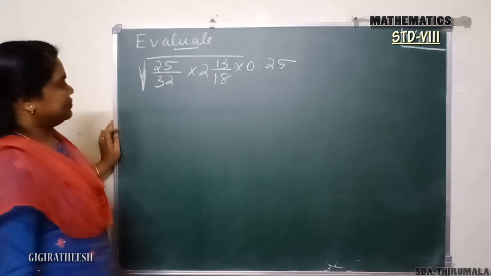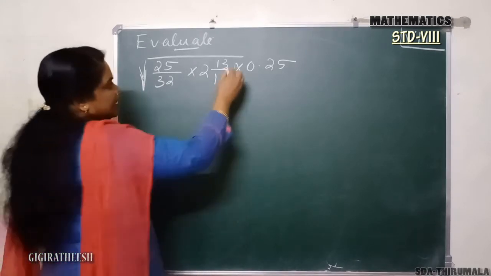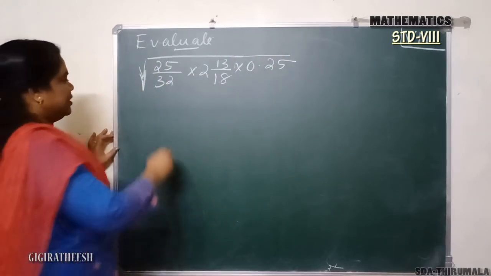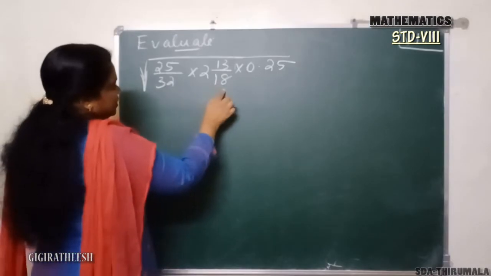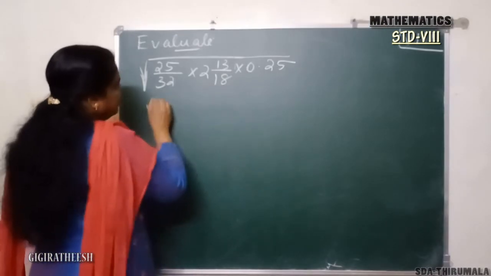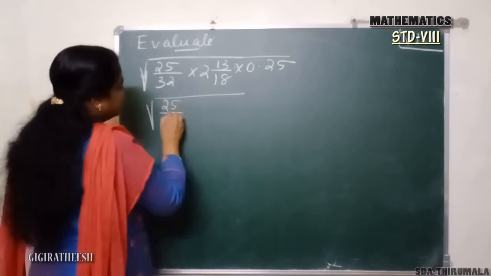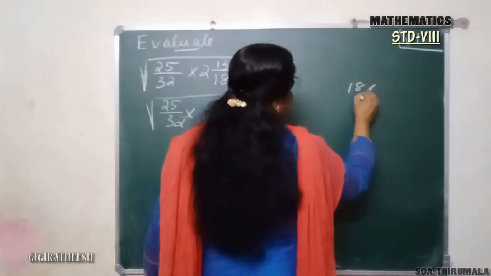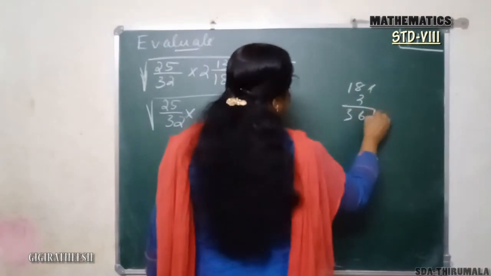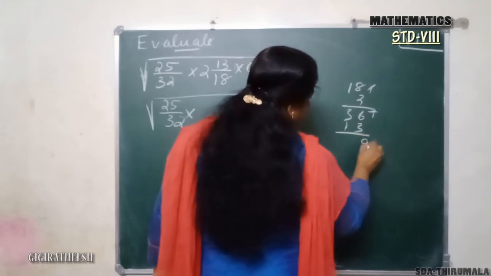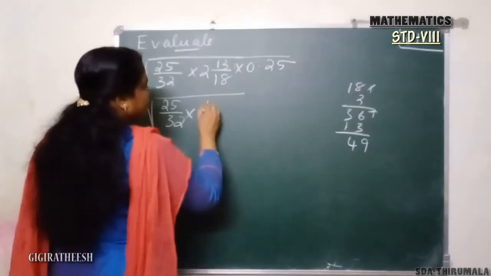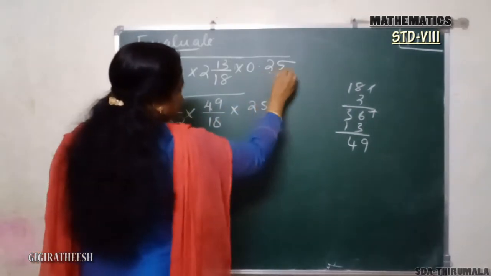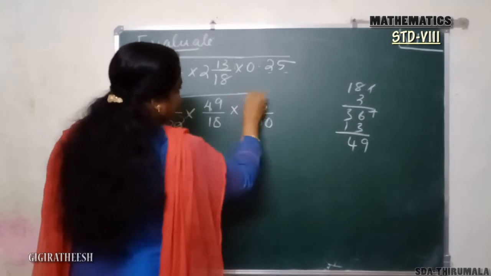Next question, evaluate the square root of 25 by 32 into 2 and 13 by 18 into 0.25. First you convert this to the square root of 25 by 32 into 2 into 18. 18 into 2 is equal to 36, 36 plus 13 is equal to 49. 49 by 18, and then after that it is divided by 100, as there are two place values after the decimal.